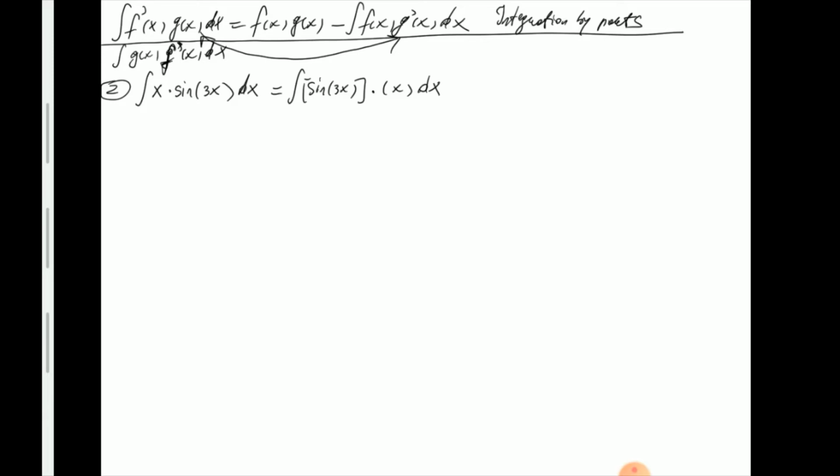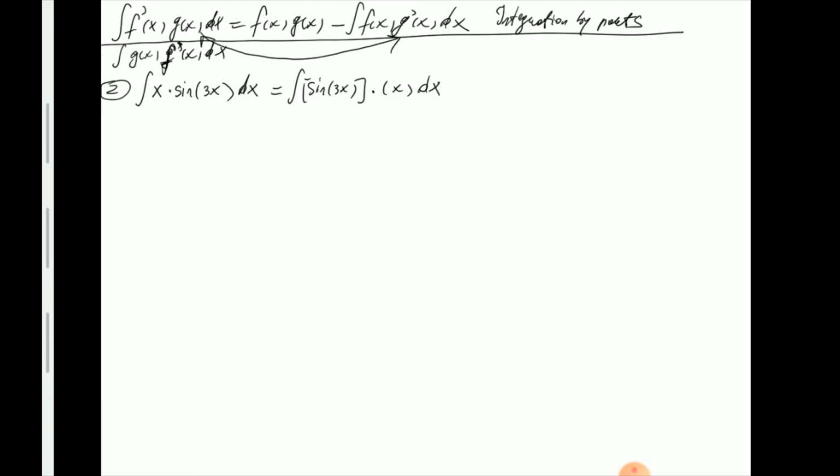It is x that will be nice if it's replaced by a derivative, because it becomes 1, so you're left with some trigonometric function. Sine of 3x cannot be g of x. If you differentiate sine, you end up with cosine of 3x, okay? So same, a different animal basically, right? I mean, it's not any easier.